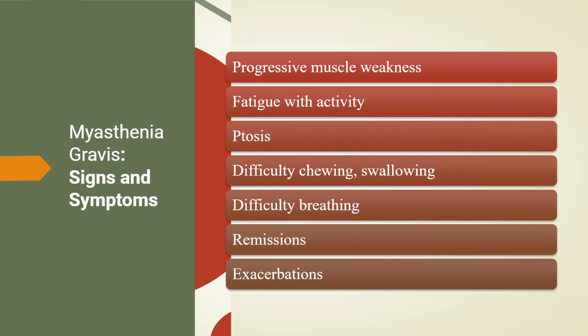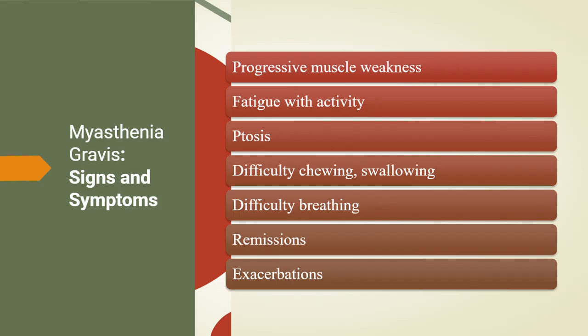Limb weakness is also common, leading to difficulty lifting the arms, climbing stairs, or maintaining balance. Falls may occur due to leg fatigue. Patients with myasthenia gravis go through remissions and exacerbations, similar to multiple sclerosis, but myasthenia gravis is not a progressive neurological disease. Symptoms fluctuate rather than steadily worsen.